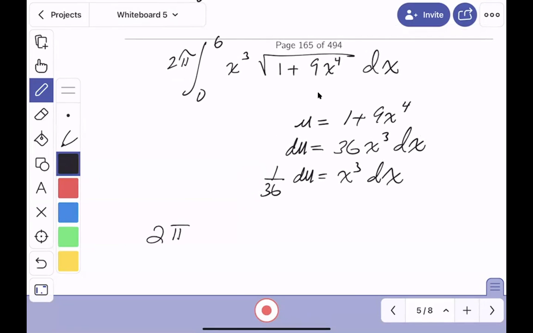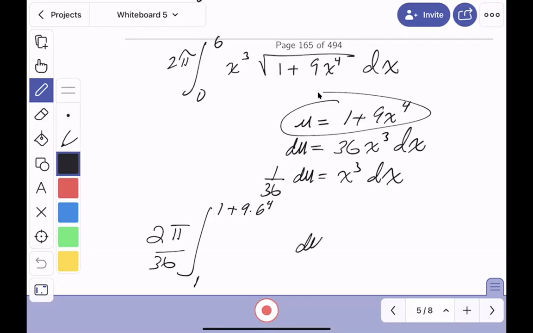2 pi. Well, if I plug in 0, I get 1. Plugging in here, by the way, if I plug in 6, I can't do it. I'm just too tired. 1 plus 9 times 6 to the 4th power. What's x cubed dx? It's 1/36 of a du.